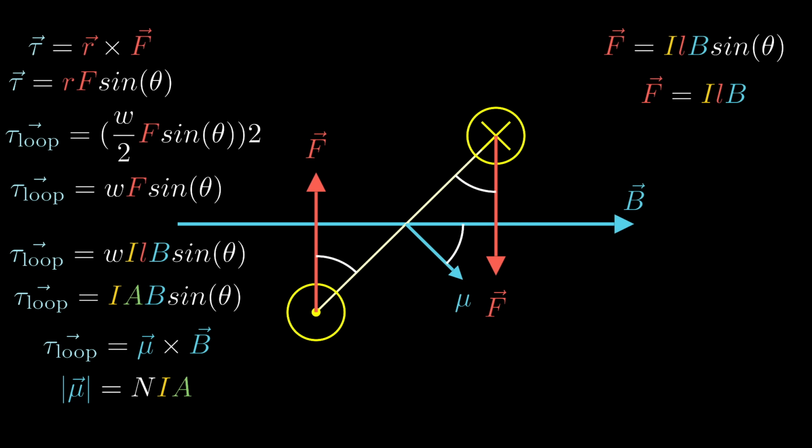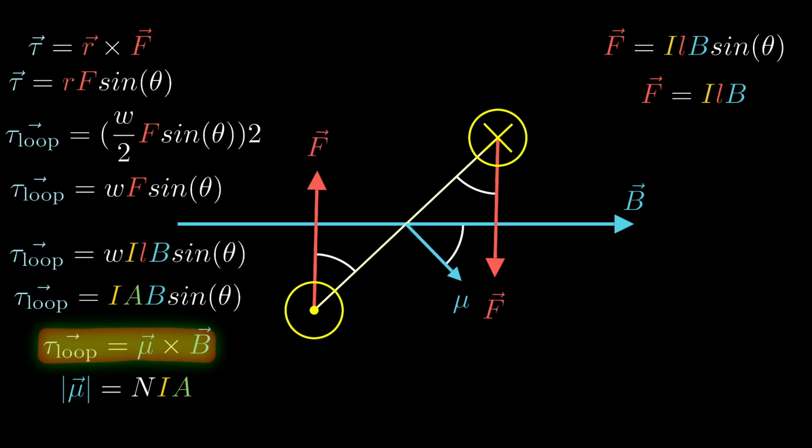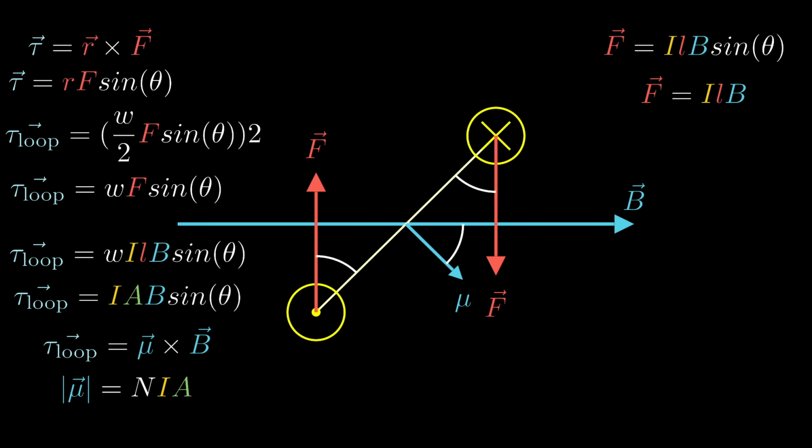which represents the number of loops if we were to have a multiple loop coil. The cross product of mu and B is the torque on our loop. This holds for any loop of current, and it's how motors work.